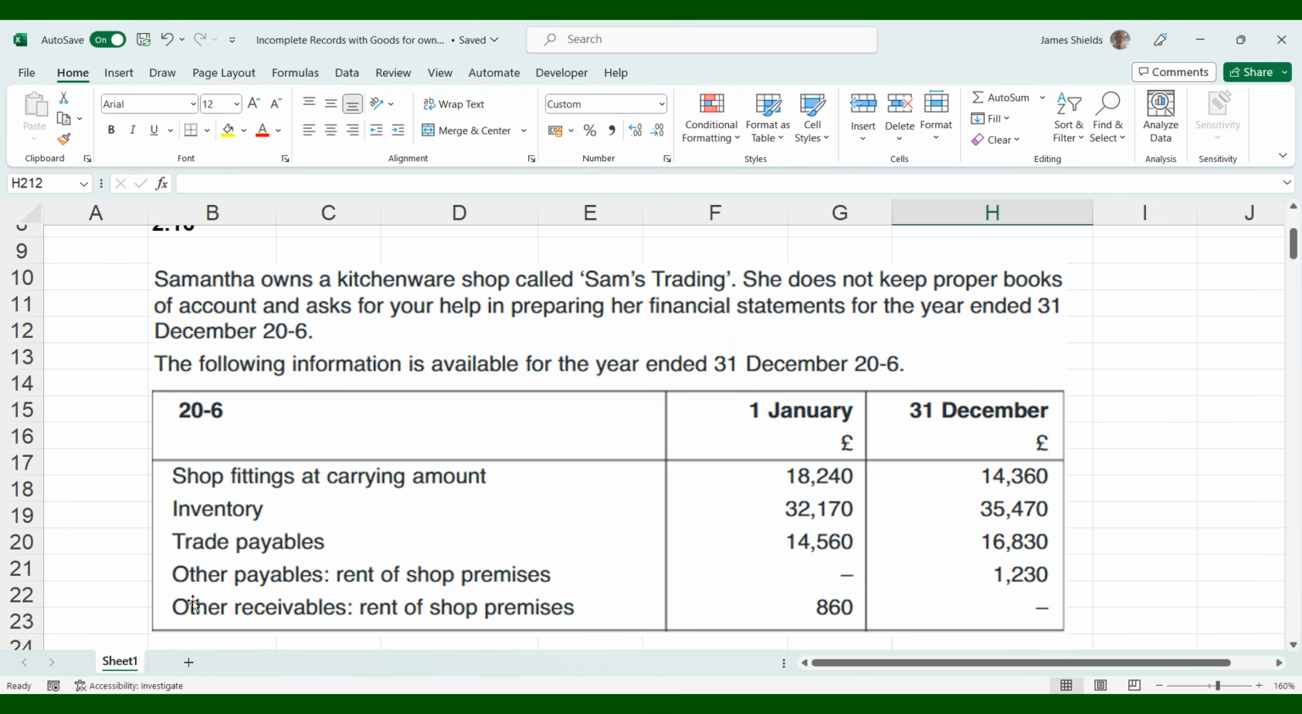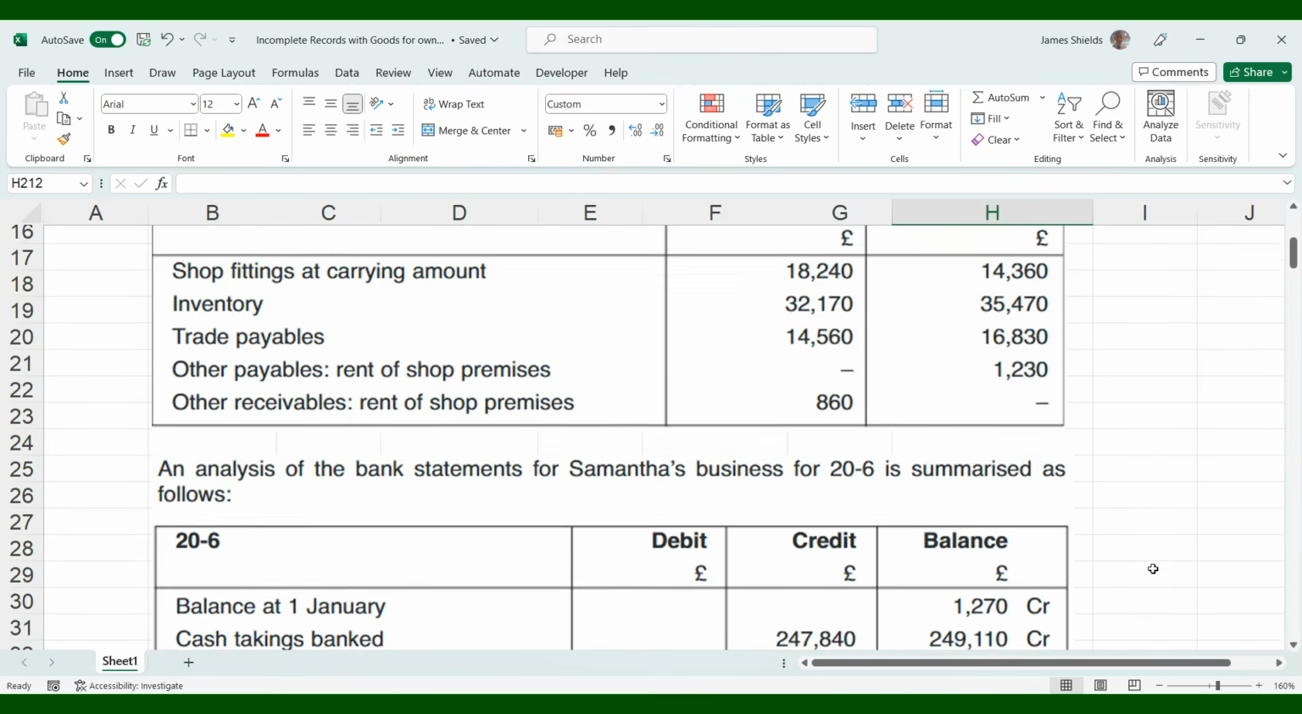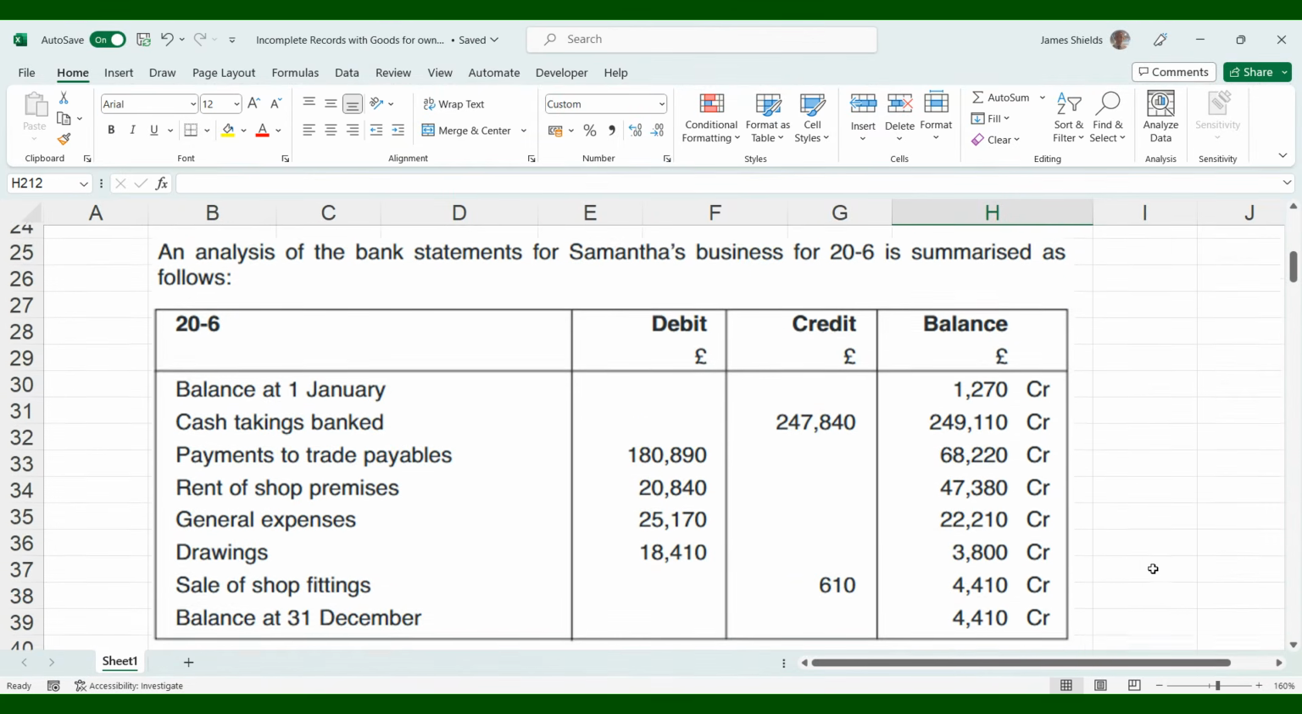We've got other payables. That's also known as accrual of expenses. Here we've got rent of shop premises. We didn't owe anything at the 1st of January, but at the end of the year we owed £1,230. Other receivables, also known as prepayment of expenses. We've got the rent of shop premises. At the 1st of January, it was a prepayment of £806, and at the end of the year, there was no prepayment at all.